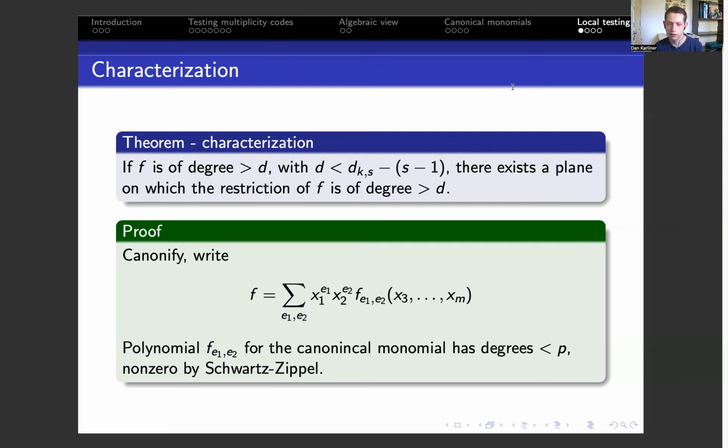If we look at the polynomial f of e1, e2, for e1, e2 equal to the e1, e2 appearing in the canonical monomial, the coefficient polynomial is a polynomial in x3 through xm, and we can show that all its degrees are smaller than p, and it's a non-zero polynomial. By the Schwarz-Zippel lemma, for some substitution of x1 through xm, we can plug in these values and get a non-zero value, showing us a restriction to a subspace of dimension 2 where this polynomial has high degree. And this same argument works for general k.